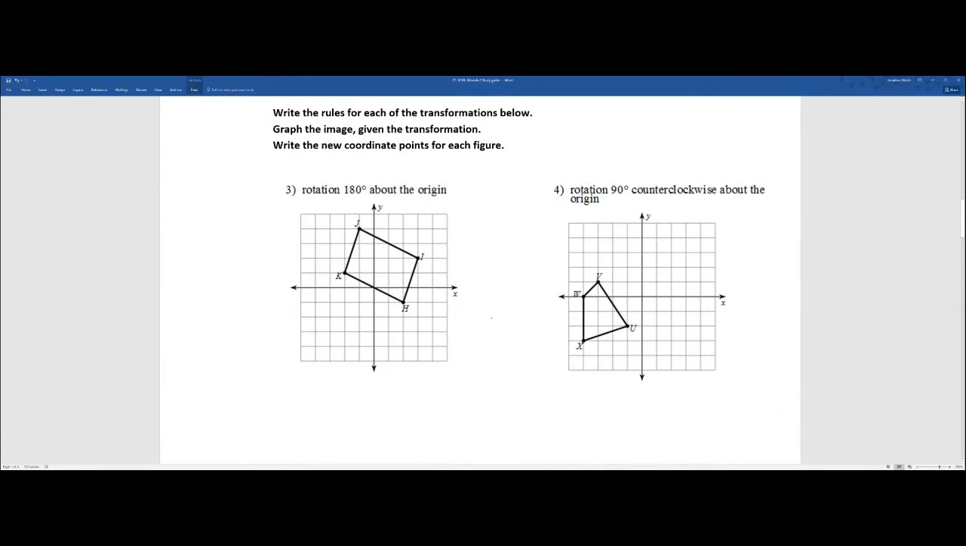All right, finally, let's deal with some rotations. So write the rules for the transformation below. Graph the image, given the transformation, write the coordinate points for each figure. So we're doing 180 degrees about the origin. So the rule for 180 degrees, as you guys have discovered, is whatever coordinate you have, your x comma y, it's going to turn into the opposite of whatever that x is. So if it's a positive 3, it's going to turn into a negative 3. And whatever your y is, it's going to be the opposite.